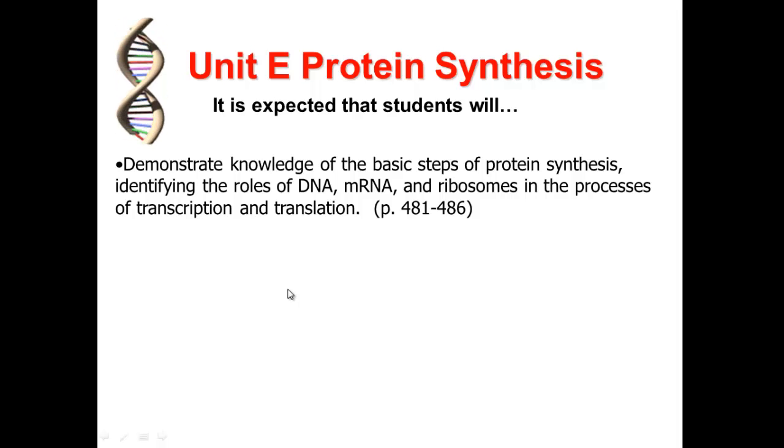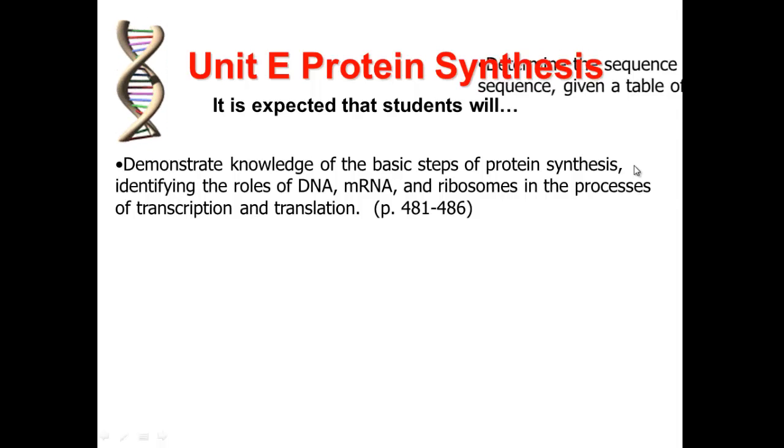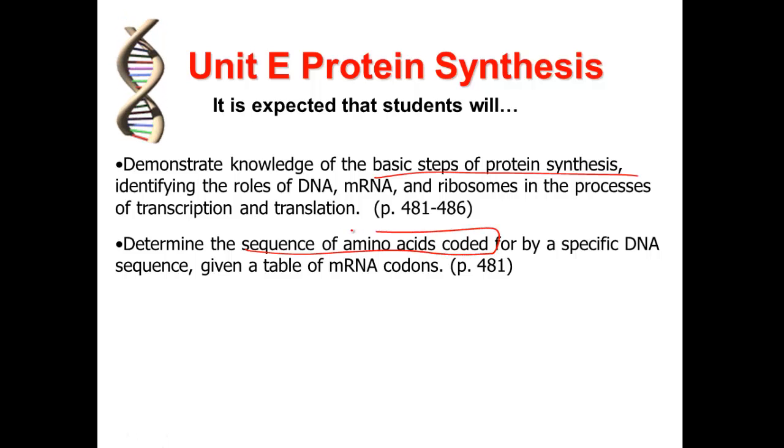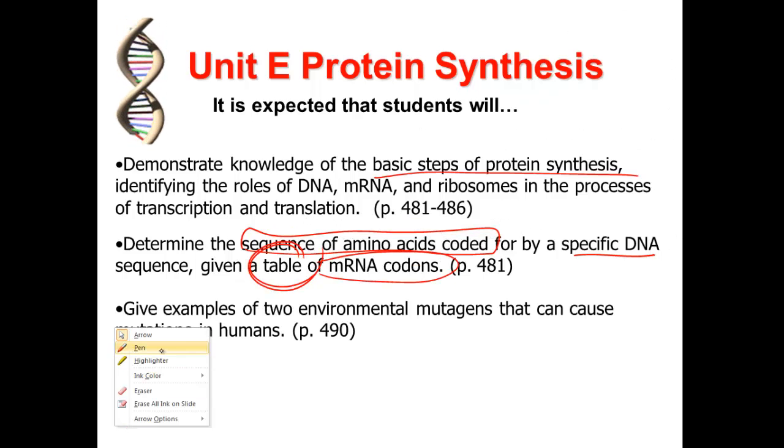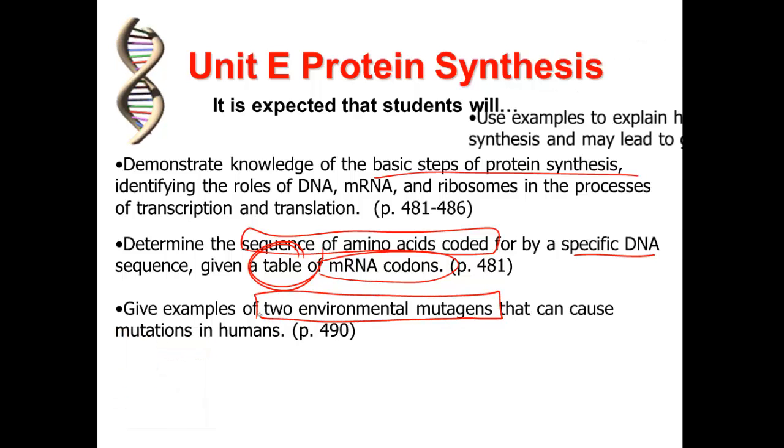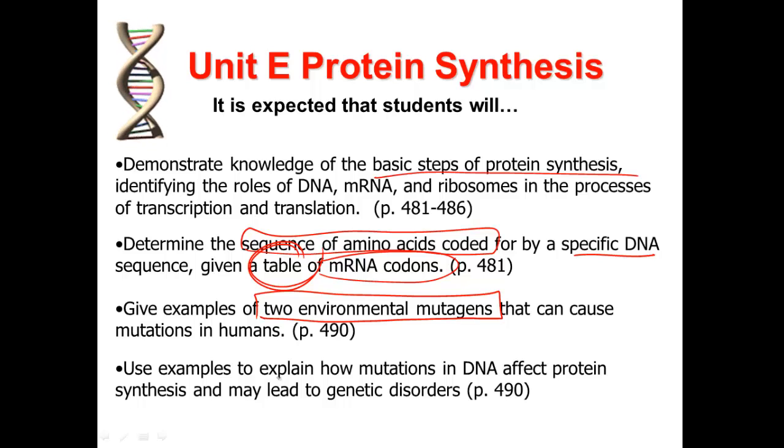So what do you need to know by the end of this screencast? Well, you need to know the basic steps of protein synthesis. You need to know and understand the sequence of amino acids and be able to look at a chart to figure out what protein DNA is going to make. You need to be able to describe 2 environmental mutagens that can cause mutation and then explain how mutations affect DNA and can lead to genetic disorders. And we talked about a lot of that in our last screencast.